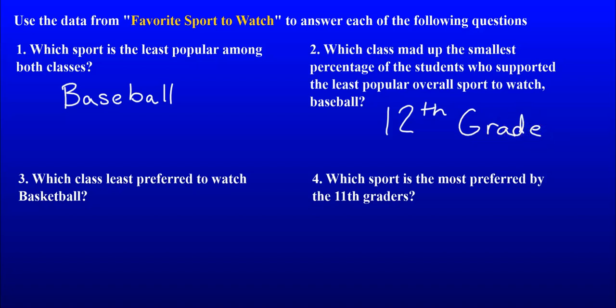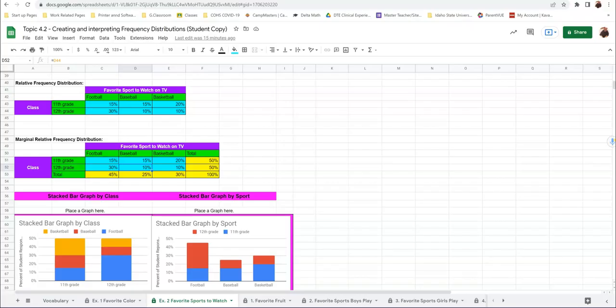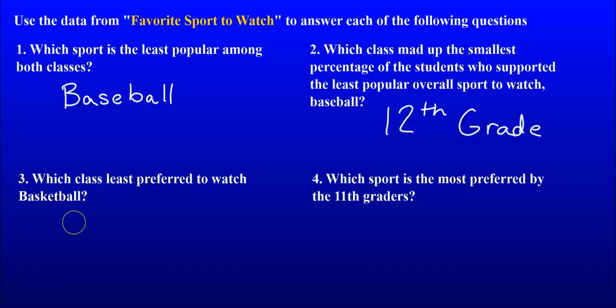Number 3, which class least preferred to watch basketball? So we're looking at basketball, so that would be this column here. Looking at basketball, the 11th graders said 20 and the 12th graders said 10, and I believe we are looking at the least, which is the smallest. And so for this particular one, again, the least is going to be our 12th graders.